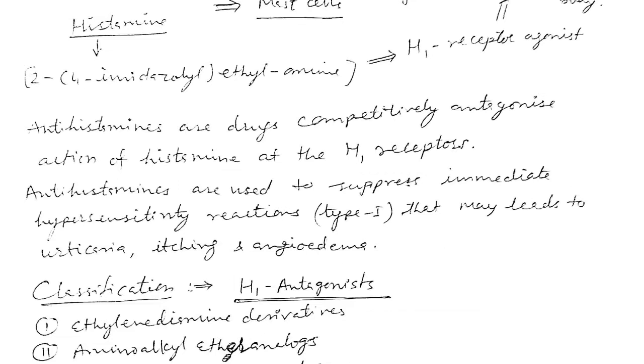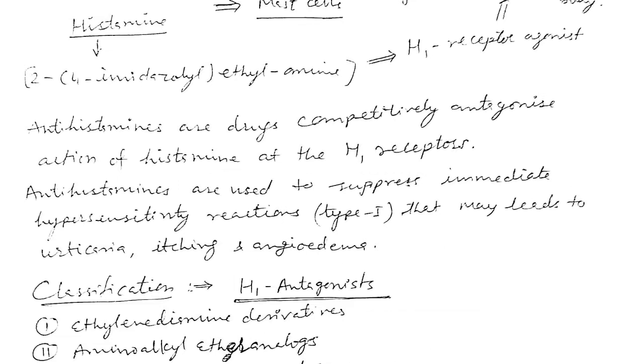So that is the introductory part about the H1 antagonist, or you can say antihistaminic drug. We have discussed in detail about antihistaminic drugs. We will discuss antihistaminic drugs in two categories: one is H1 antagonist, another is H2 antagonist.